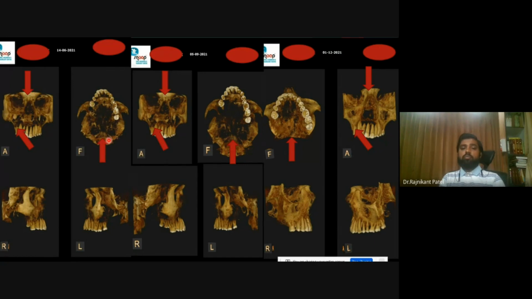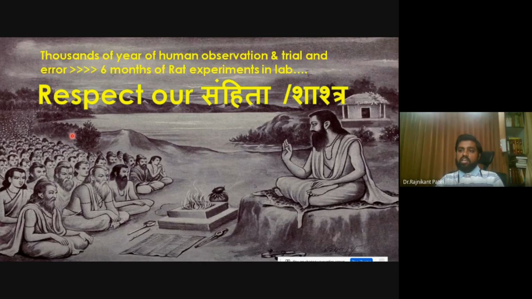But it happens. We should not have a superiority complex about modern science. Instead, we should respect our Samhita and Shastra. This case proves that our Samhita has an answer for each and every disease of past, present, and future. Let any disease come, we must have a solution in our Ayurveda.